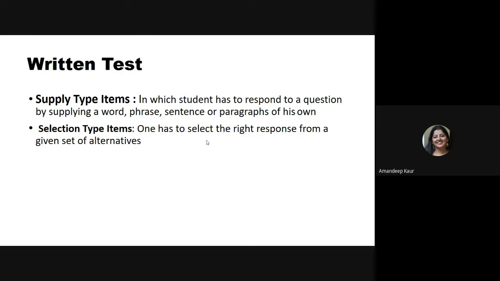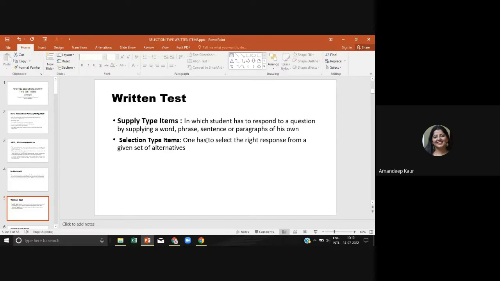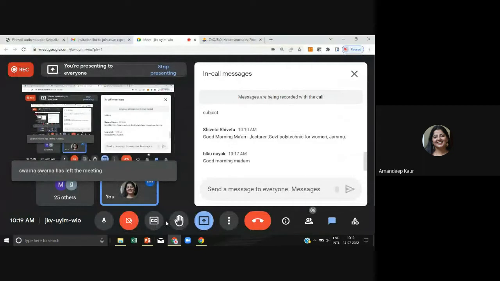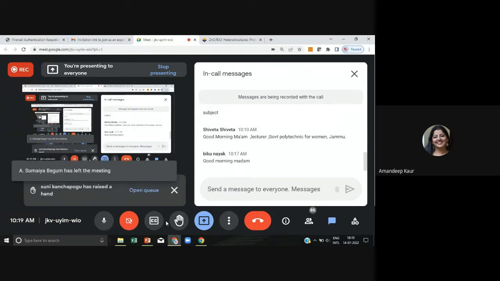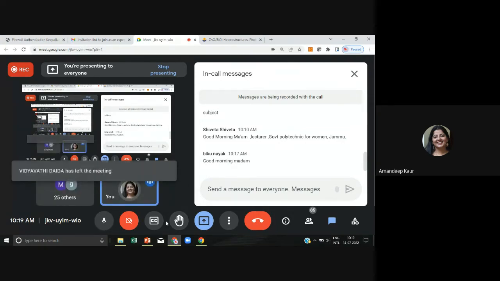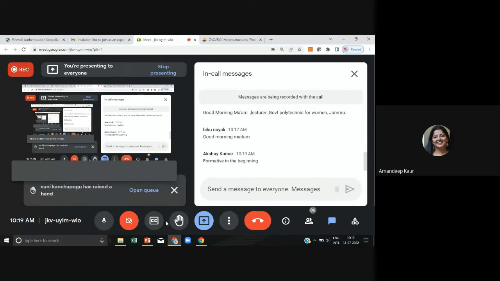Before we go into the details of supply and selection type of test items, my next question to all of you is, can anyone from the group differentiate between formative and summative assessment? Any member from the group? Yes, sir, there is one candidate. Is there any question from the participant side? Yes, Suni sir, you can unmute and ask.